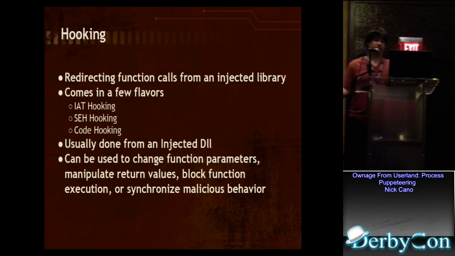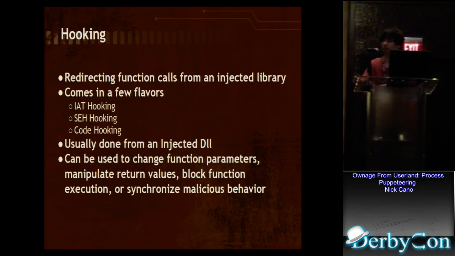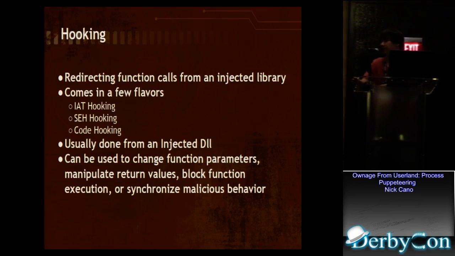Hooking. Once we've injected a DLL using that, from our DLL we can do what is called hooking, and that is redirecting function calls from an injected library. And it comes in a few flavors. We have IAT hooking, which there's also EAT hooking, but I'm not going to discuss that because it has drawbacks. There's SEH hooking, which you will see a lot in debuggers because they use exceptions to handle code hooking. And then there's actual code hooking, which is just replacing a call to a function with a call to your own function. Of course, they're usually done from an injected DLL, and you can use hooking to change function parameters, manipulate return values, block function execution, or synchronize your malicious behavior with the target process.